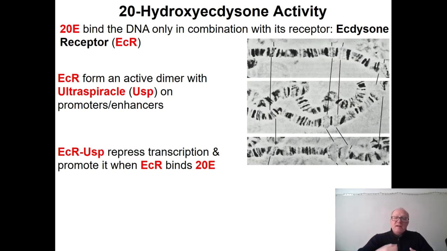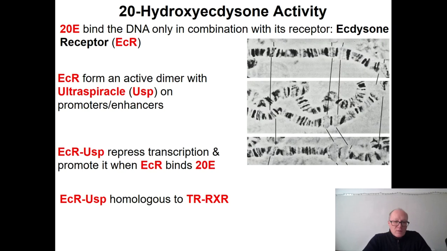And actually, we can see the expression of these target genes because of the formation of this puff of DNA. So the DNA actually opens up and becomes transcriptionally active, and we can see them under the microscope using the salivary gland chromosomes of the flies.